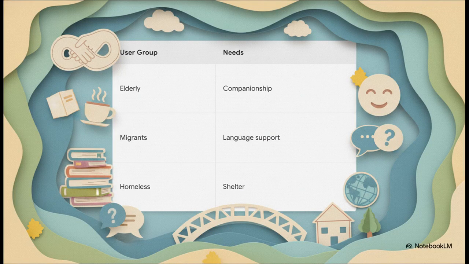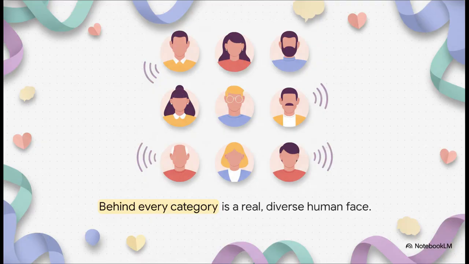Now, social integration professionals support a really wide variety of folks. Matching a specific group, whether we're talking about the elderly, recent migrants, or people experiencing homelessness, to their unique needs is step 1 in comprehensive care. For example, an elderly person might desperately need companionship, while a new migrant might urgently require language support to navigate their new reality. But, and this is absolutely crucial, we have to remember that behind every single category or statistic is a real, breathing human face.